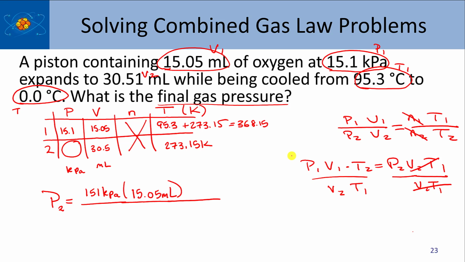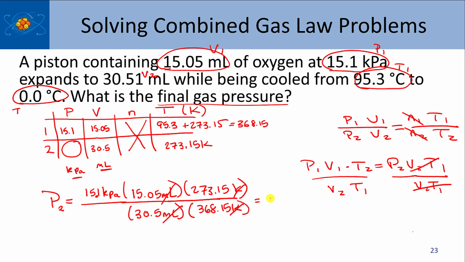And then T2, so now we have to put 273.15, like this in Kelvin, sorry. And then on the bottom I'll have V2. So V2 is 30.5. That's in mLs. This is why I write the unit down here. They just all have to be in the same units, and so I make sure I try to enforce that as I go along. And this is going to be T1, which is 368.15 Kelvin. And then all these units will cancel, so my answer will come out in kilopascals.